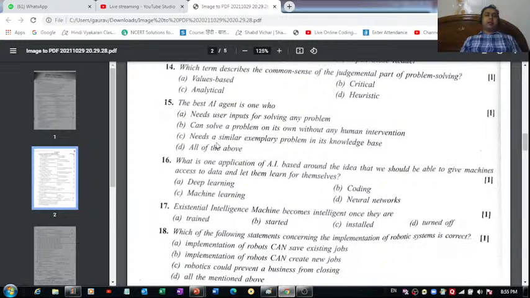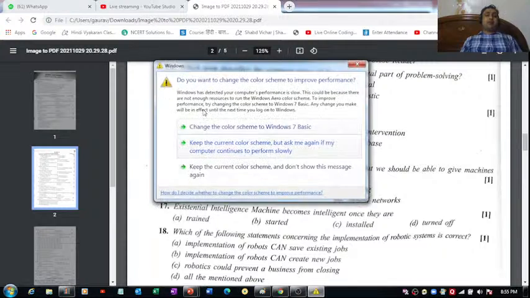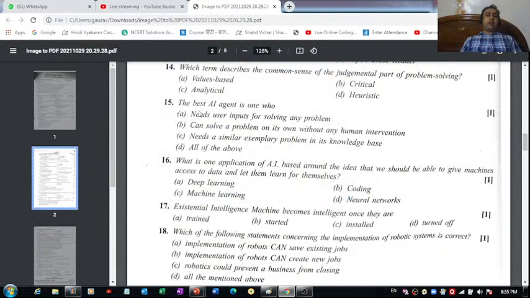The best AI agent is one who. So out of these four, which one is correct? Which out of these four describes the best AI agent? Needs user inputs? No. An AI machine doesn't require human intervention. So A part is not correct. B part is can solve a problem on its own without any human intervention. Of course, this is the correct one. So the correct answer of 15th is B part.